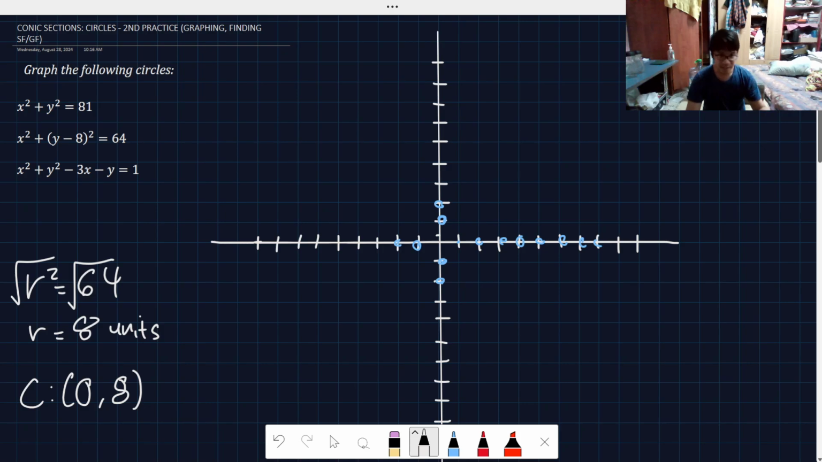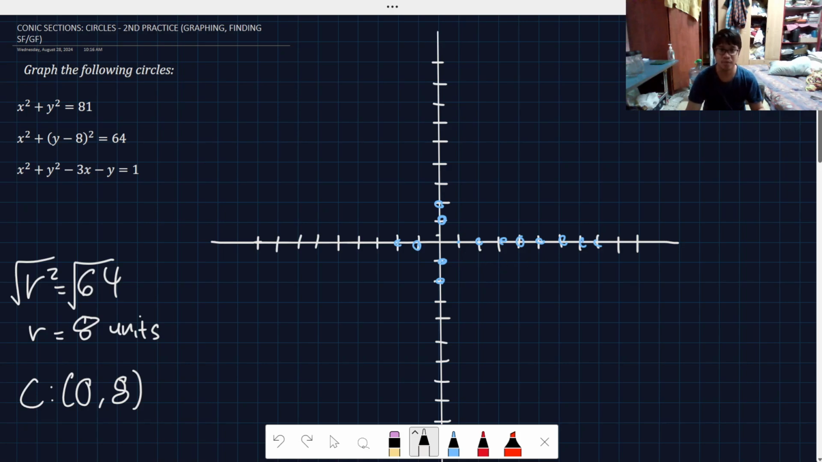Now, let's graph it out. Again, if you take a look closely, we have a radius of 8 units and the center is at 0, 8. Now, there is a high chance that the graph I'm going to draw is bigger. So what's the best way? Adjust the integers. So instead of putting 1, 2, 3, what if it's multiples of 2? Like 2, 4, 6, 8.